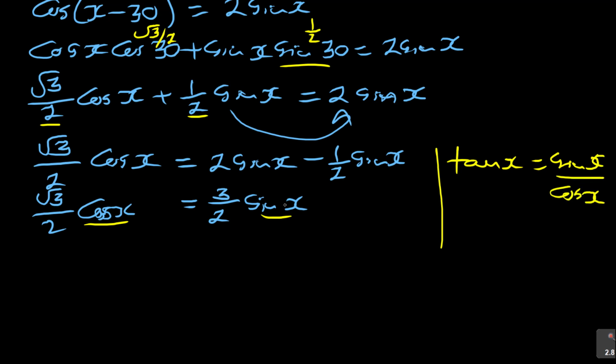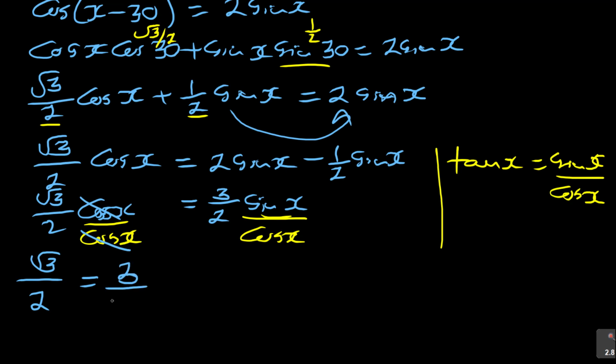So find a way of changing this to tan. So I divide sine by cos x. Even here I divide by cos x. What I do on the left, I do on the right. That's what I did. This will cancel, so that I've got what? Root 3 over 2 is equal to 3 over 2, tan x.